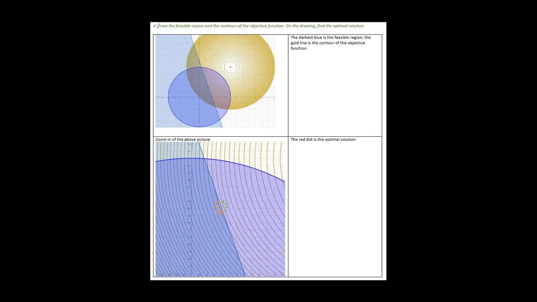Okay. Now we are in part D. Draw the feasible region and the contours of the objective function. On the drawing, find the optimal solution. So this is more graphical, and I think some of you did this. But the idea is simple. Of course I cannot draw that neatly here. The idea was something like this.